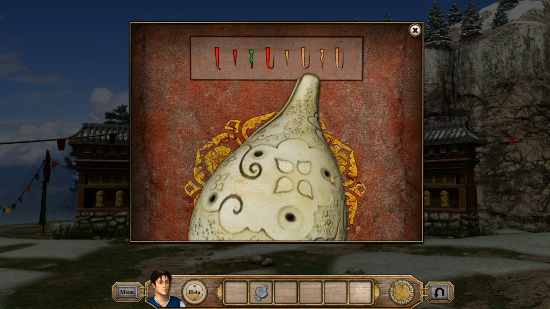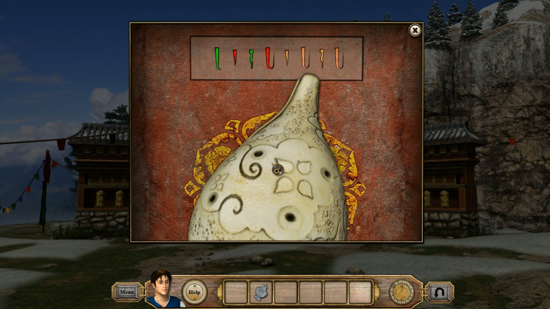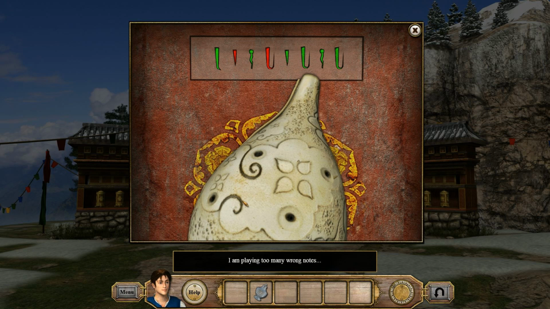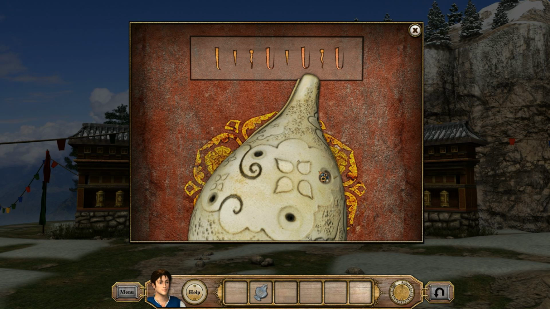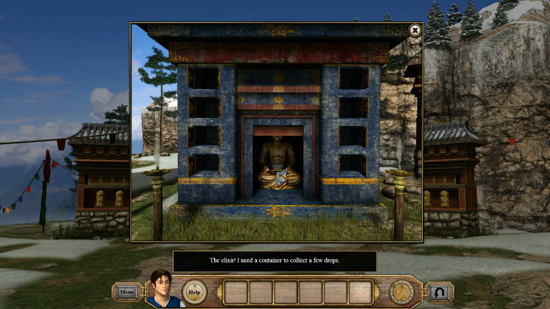So that's a 3. Okay, so that's there. Okay, so they're the other way around. So that's there. That's... Oh, what was it again? Top, right, bottom, left, right, left, bottom, left. There we go. Need to contain a few drops.